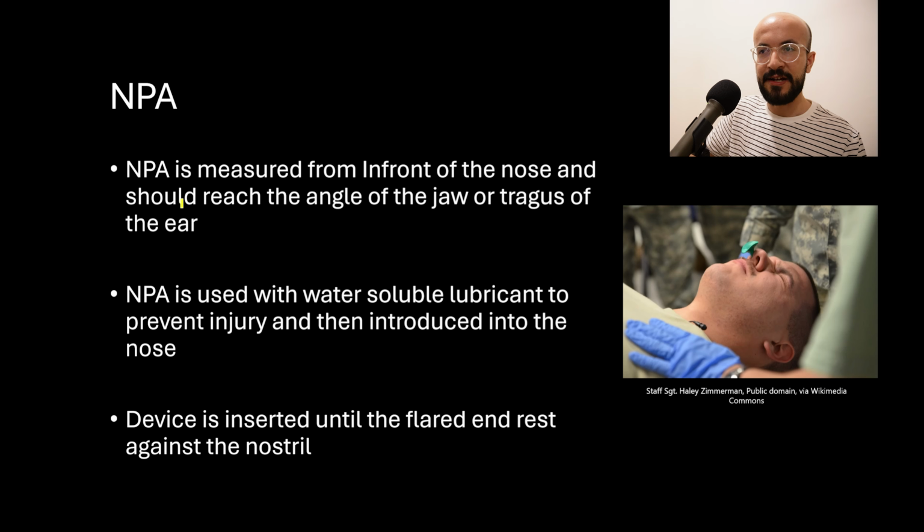Now, the nasopharyngeal airway is measured from in front of the nose and it should reach the angle of the jaw or the tragus of the ear. It is used with a water-soluble lubricant to prevent injury to the mucosa of the nose and then introduced into the nose. The device is inserted until the flared end rests against the nostril, like you can see in this picture here.